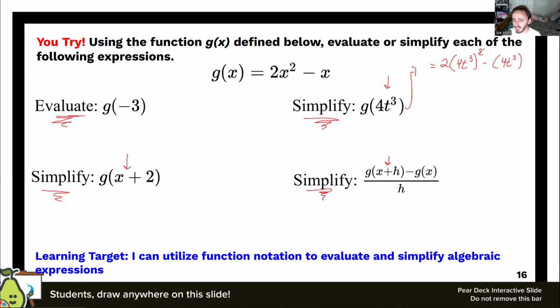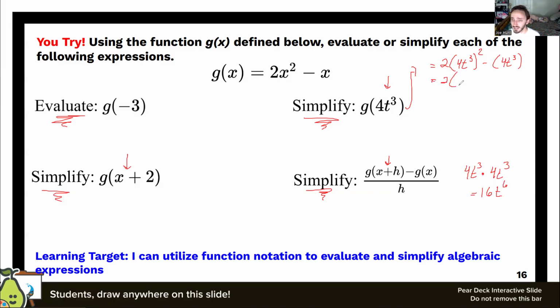Now, (4t to the third) to the second power is essentially saying take 4t to the third and multiply it by itself. So if I'm thinking about 4t to the third times 4t to the third, the 4 times 4 is going to give me 16, and then t to the third times t to the third might require me to review my exponent properties, and that's going to look like t to the sixth. If I'm multiplying the same bases, I can take the powers and I can add them. So (4t to the third) squared is going to look like 16t to the sixth.